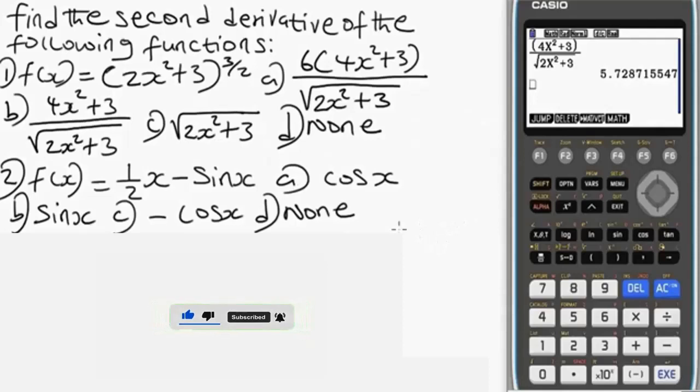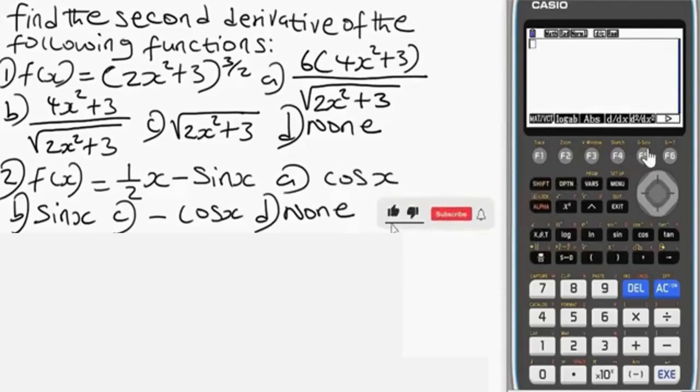Now let's solve question 2. Let's find the second derivative for question 2. Okay, so let's delete everything here. Press exit, delete or F1. Okay, so for question 2, we have f of x equals 1 over 2x minus sine x. This is a trigonometric function. So you go to maths F4, second derivative F5. So input the function we have there.